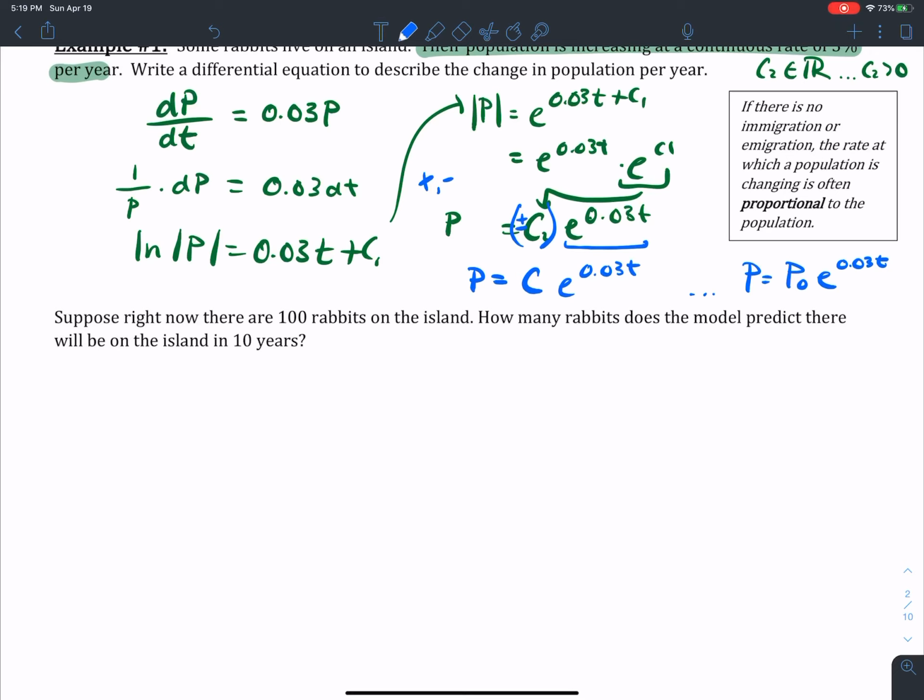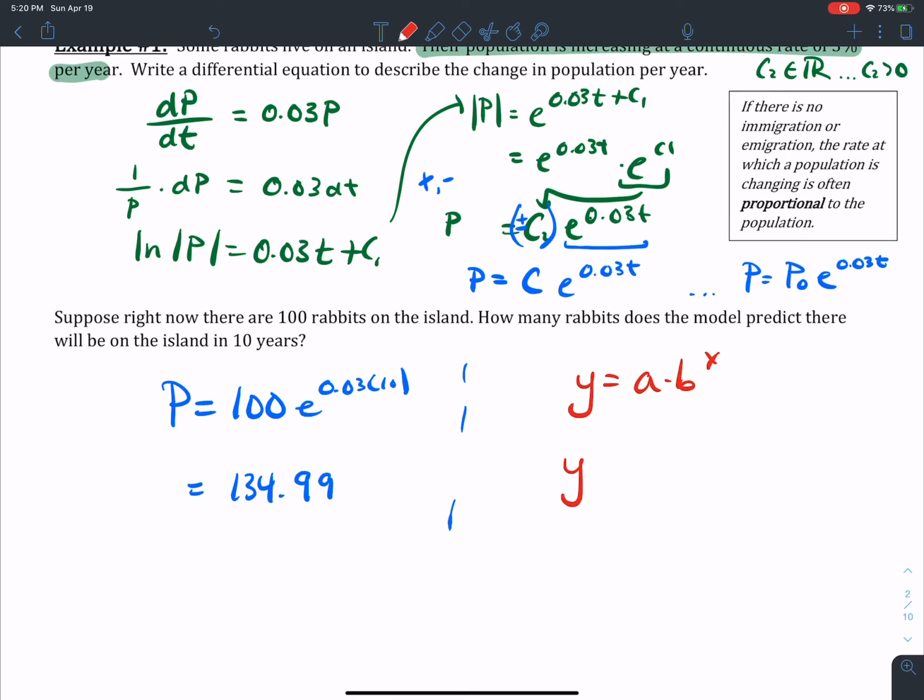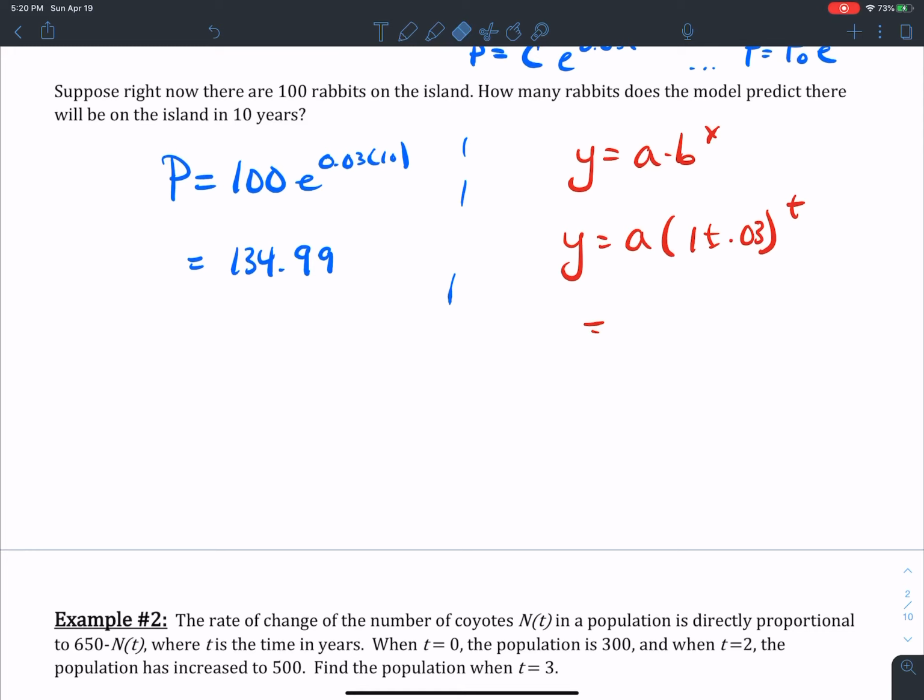Once we have that model, we can simply plug it in. So if I started with 100 rabbits and I grew at this rate continuously for 10 years, I get 134, I'm just rounding, 0.99. And just take a quick moment to compare that to a more simple growth model, like that a times b to the x type thing. If it didn't grow continuously, if it grew annually at that rate, right, which is a different statement. An annual change at 3% versus a continuous change at 3% is different. Oops, a was 100. We can see that since it's growing less often, we have less rabbits.